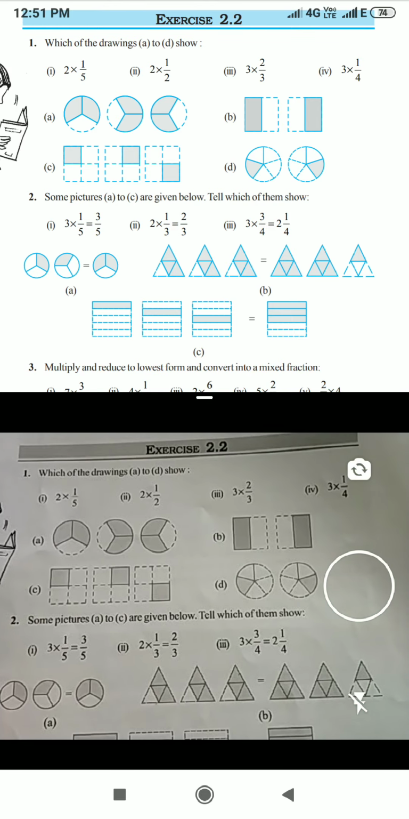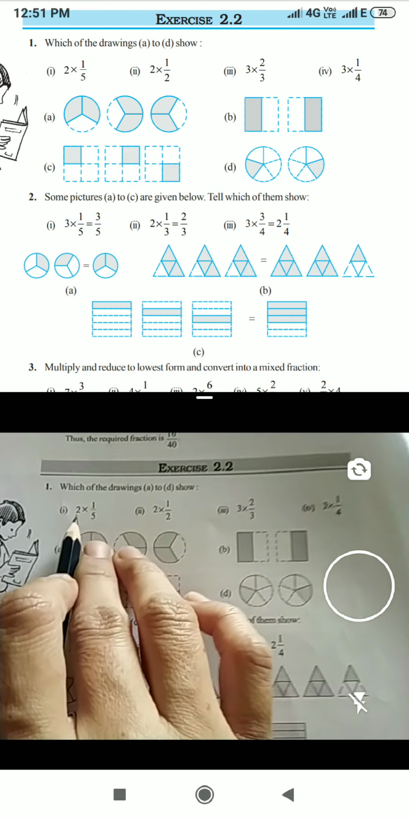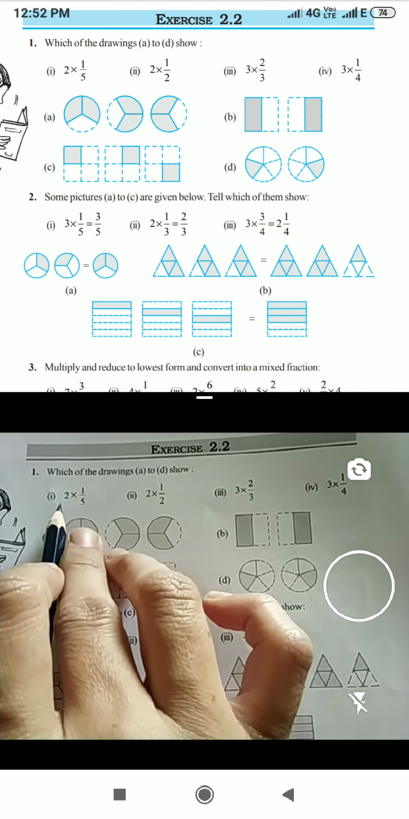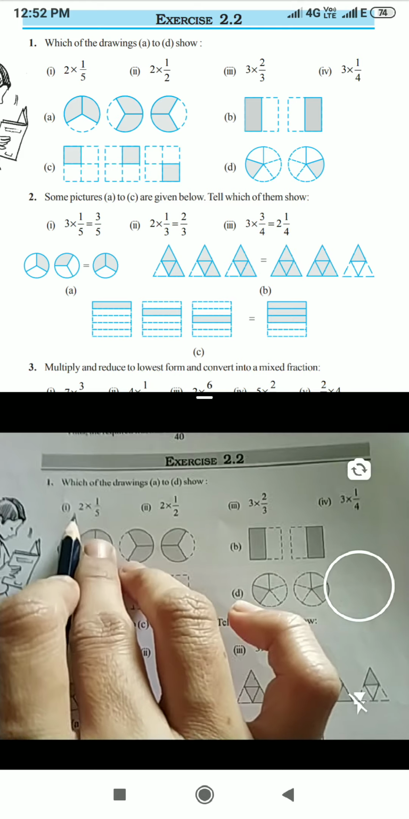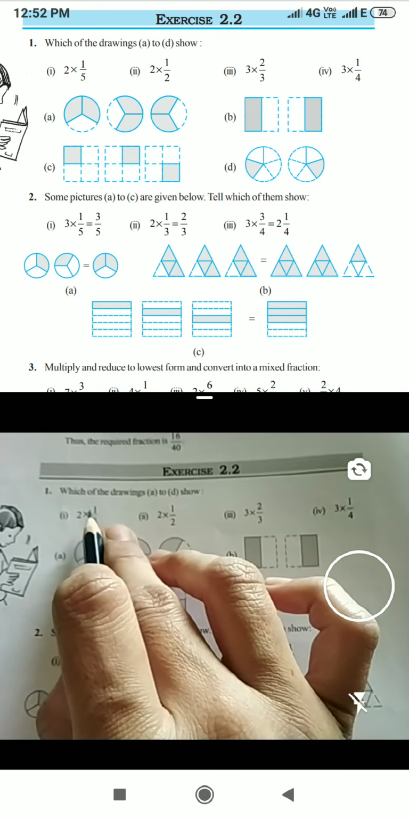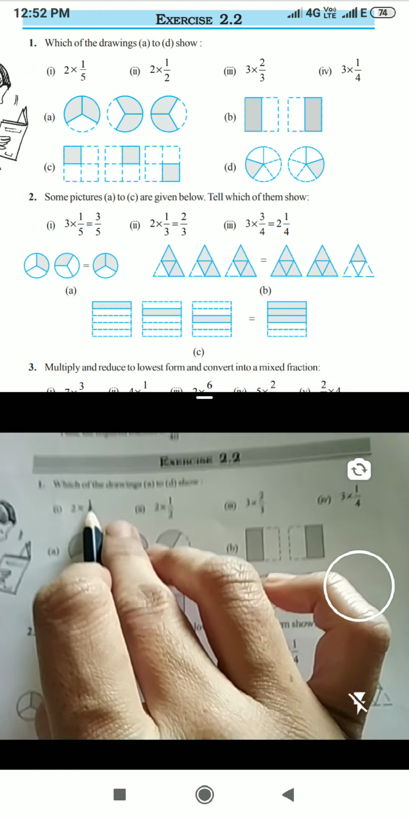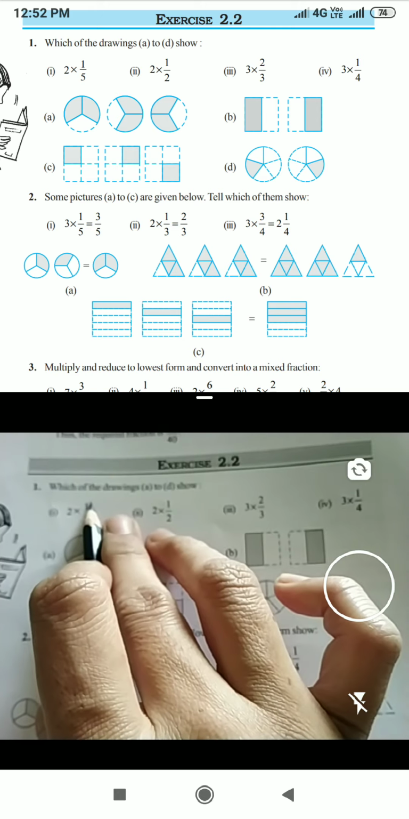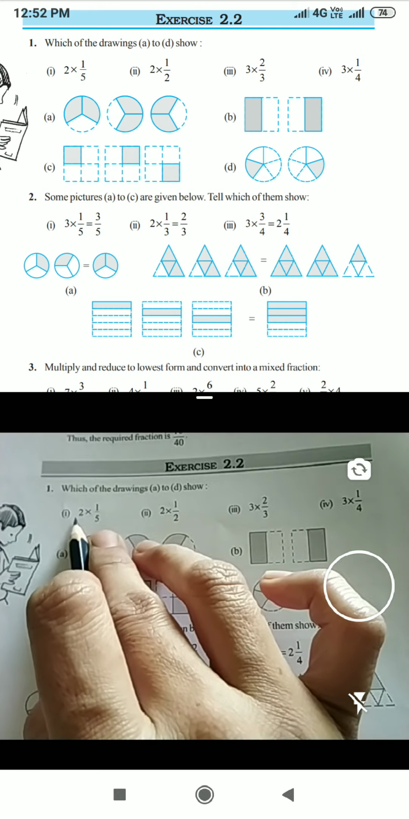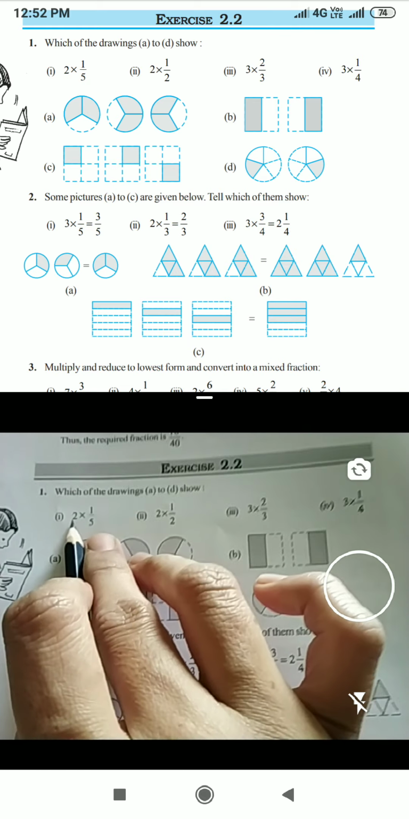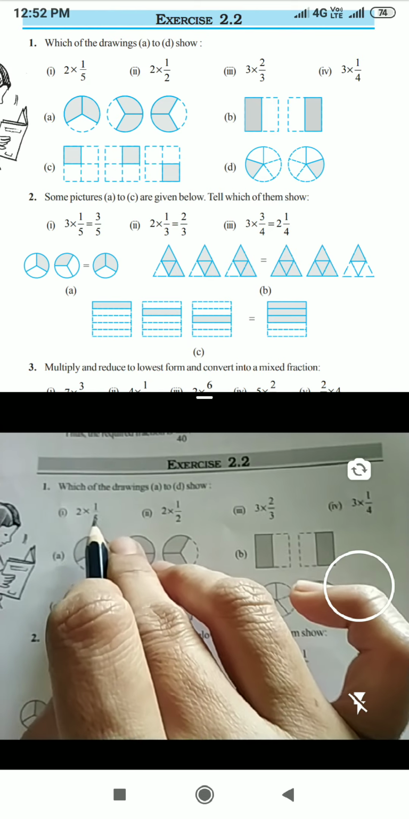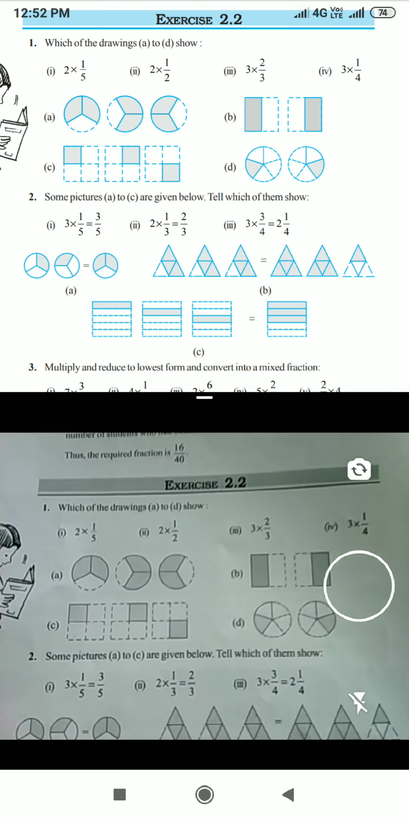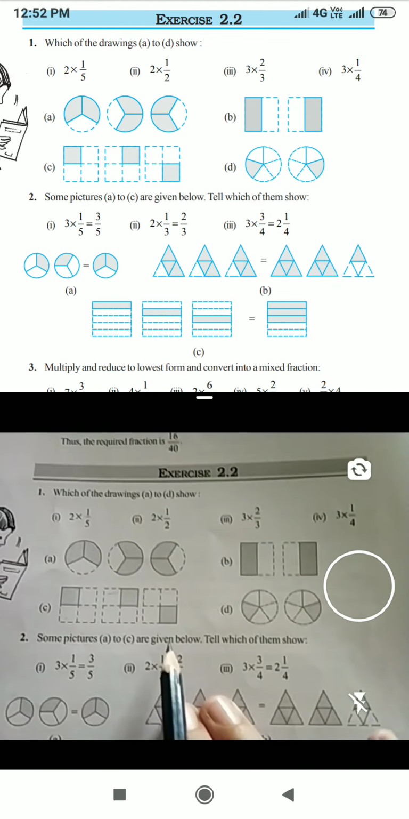Now you can see our first fraction. It is 2 whole into 1/5. It means there should be 2 full closed figures, and in those 5 parts, there should be one shaded part. So 2 whole figures should be there, each with 5 parts, and in that one part should be shaded. Can you search for such a figure in these 2 whole figures?